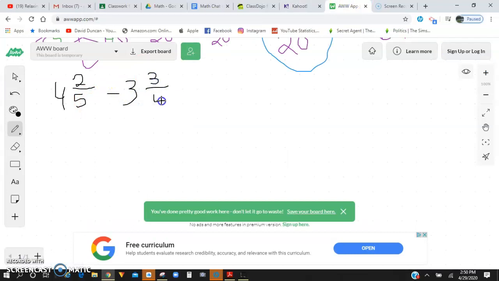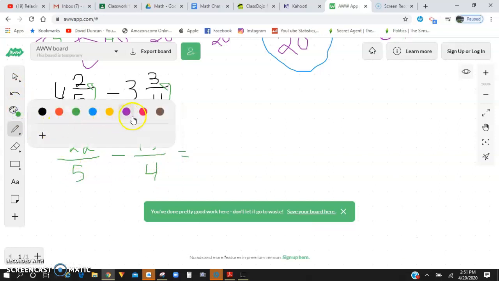Again, big sibling, little sibling method does not work. We need to start by converting these mixed numbers to improper fractions. So 4 times 5 is going to get me 20. 20 plus 2 is going to get me 22. So I'm going to have 22 over 5 minus 3 times 4, which is 12. 12 plus 3 is going to get me 15. So I'm going to have 15 over 4. It's a different denominator, so I need to do the butterfly method.